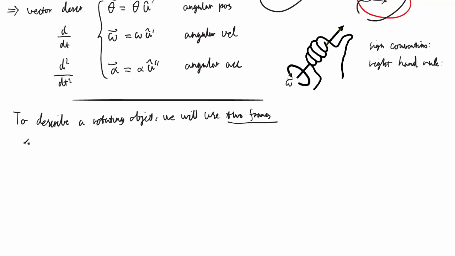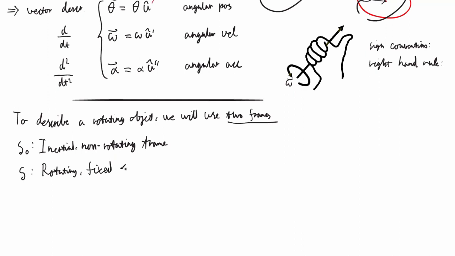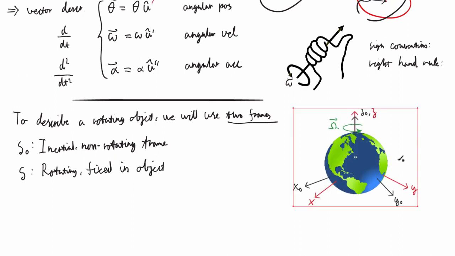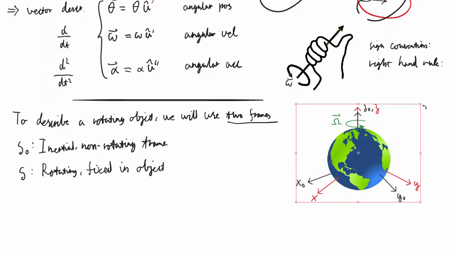So we use two frames. We're going to call them S0, that is the inertial non-rotating frame. And then we have the S frame, which is rotating but fixed in the object. So just to pick an example here, we can look at the Earth, right? The Earth is rotating. So it is not an inertial frame.